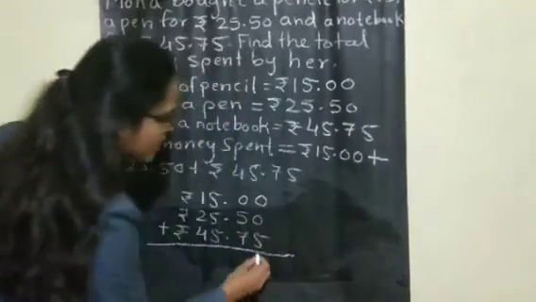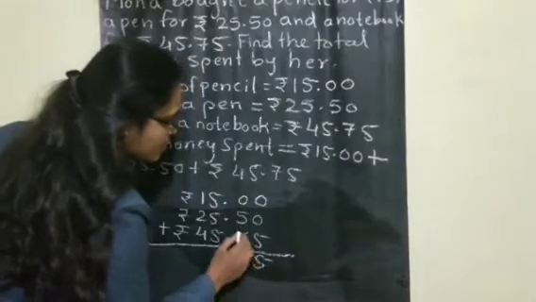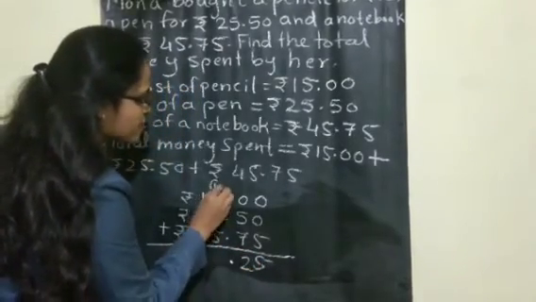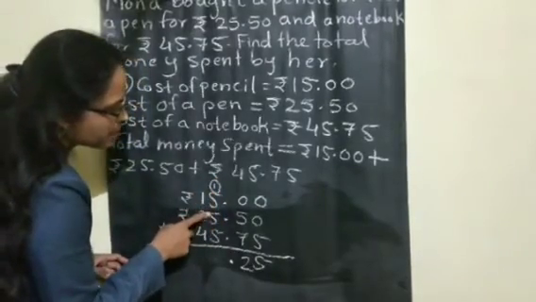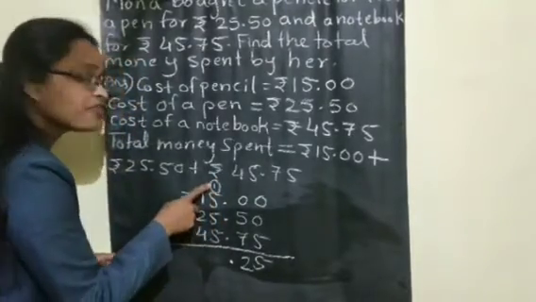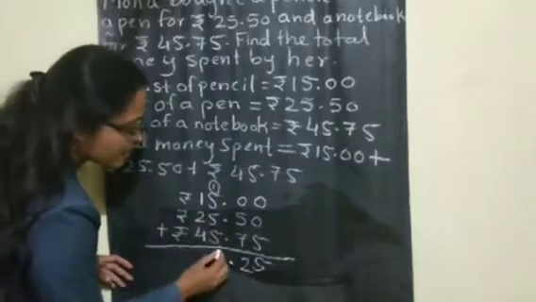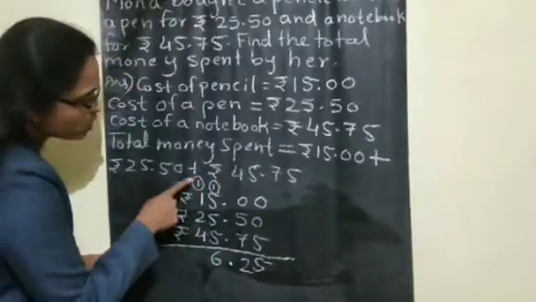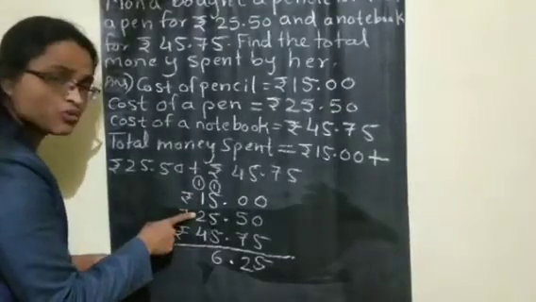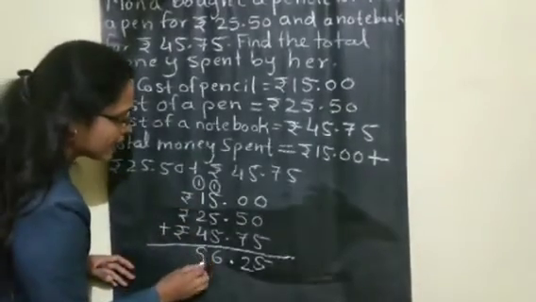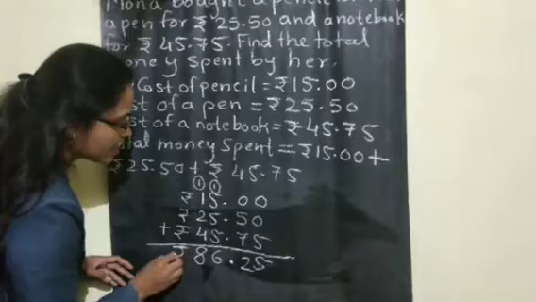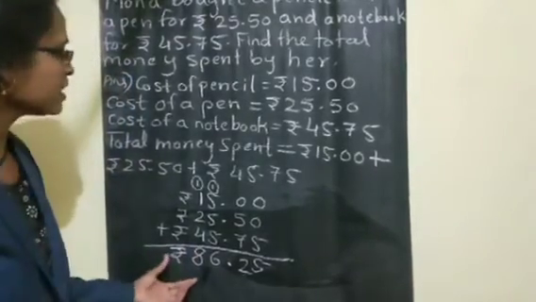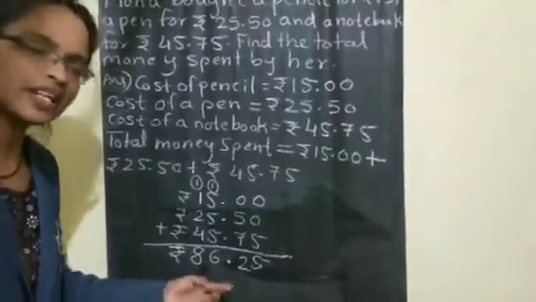So if you do the addition, you have 5, 7 plus 5, 12. Give the dot here. 1 will transfer to the rupee side. 5 plus 5, 10. 10 plus 5, 15. 15 plus 1, children, 16. Write here 6 and 1 will carry forward to the next number. So 1 plus 1, 2. 2 plus 2, 4. 4 plus 4, 8. So the total money, and write the rupee symbol as it is. So here the total money spent is rupees 86.25.